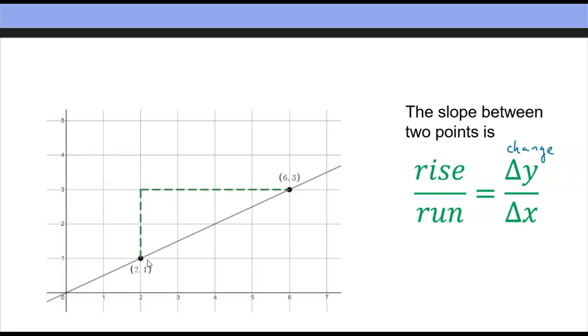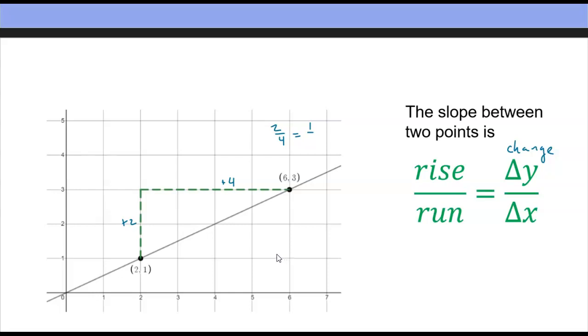So if we have a graph, we can do the rise over the run. We start here and we go up 2, and we go over 1, 2, 3, 4. So then our rise over our run will be 2 over 4, which is 1/2.